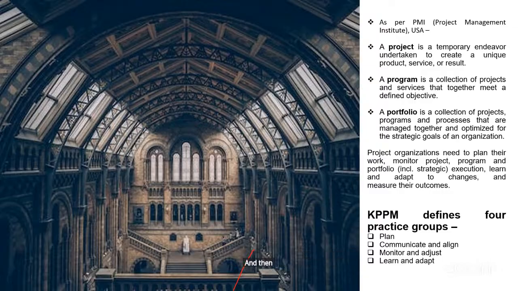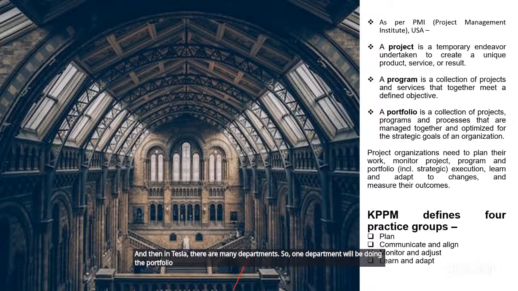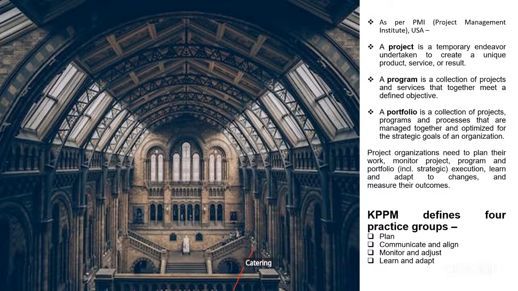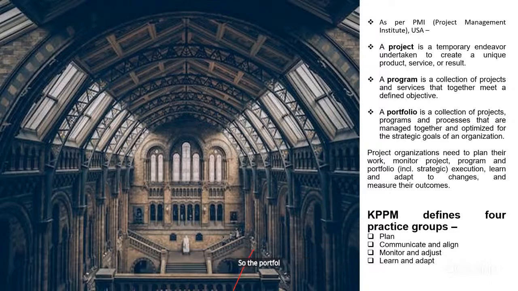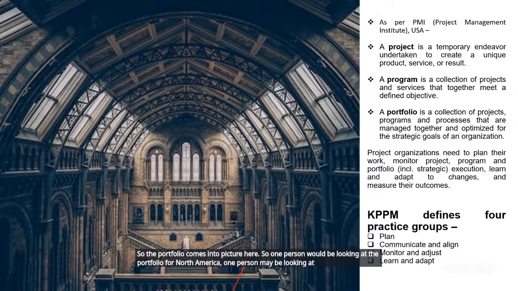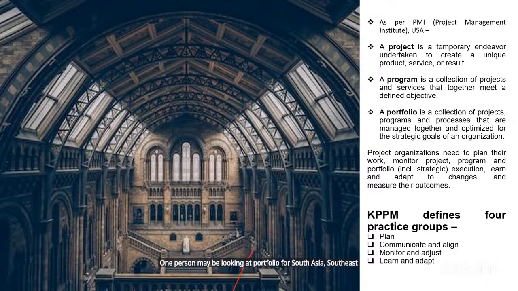And then in Tesla, there are many departments. So one department will be doing the portfolio, which is nothing but catering to a segment in the world. Maybe they are catering to the North America market. So the North American market has a portfolio made up of projects, programs, and process, which are specifically fine-tuned for the North American market. So the portfolio comes into picture here. So one person would be looking at the portfolio for North America. One person may be looking at portfolio for Middle East. One person may be looking at portfolio for South Asia, Southeast Asia, and things like that.